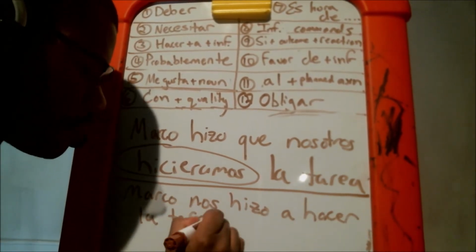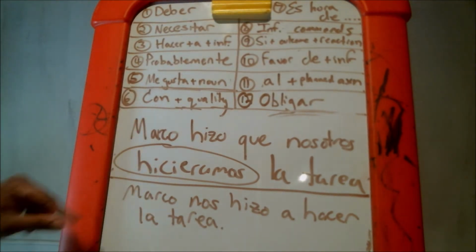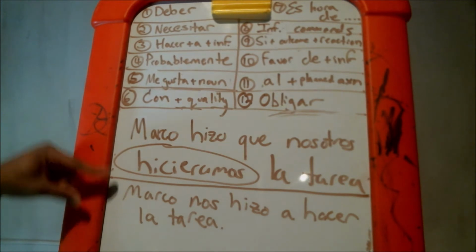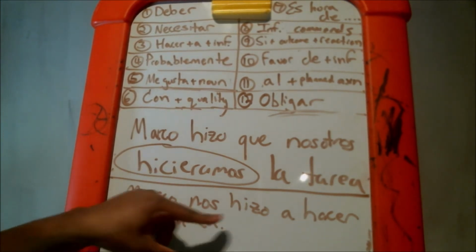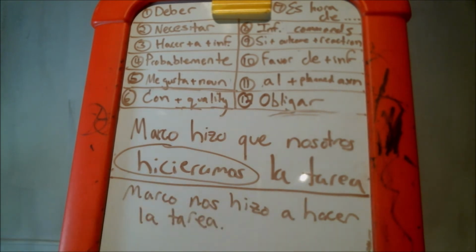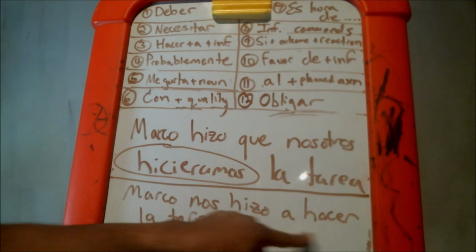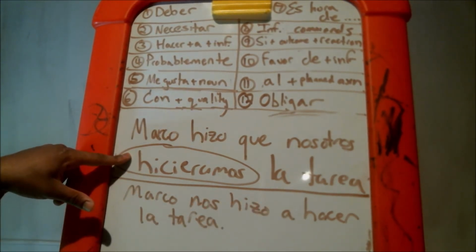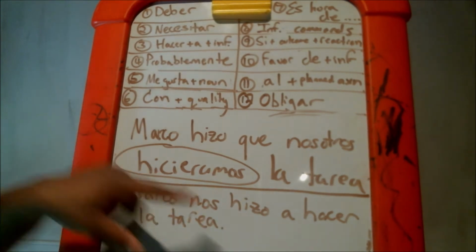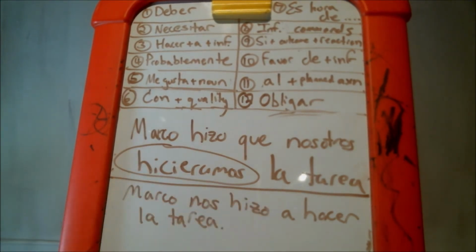This one's kind of awkward, but it actually gets the point across. I guarantee you, if you were to say this one down here to a native speaker, they would understand that this is really what you meant. Marcos nos hizo a hacer la tarea. Marcus made us to do. Notice, instead of putting this in the subjunctive, we left it in the infinitive, right? Marcus made us to do the homework.